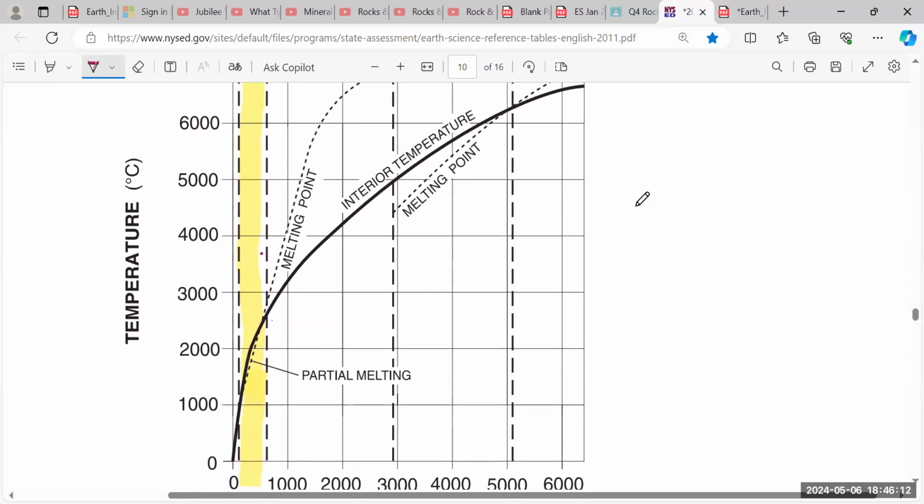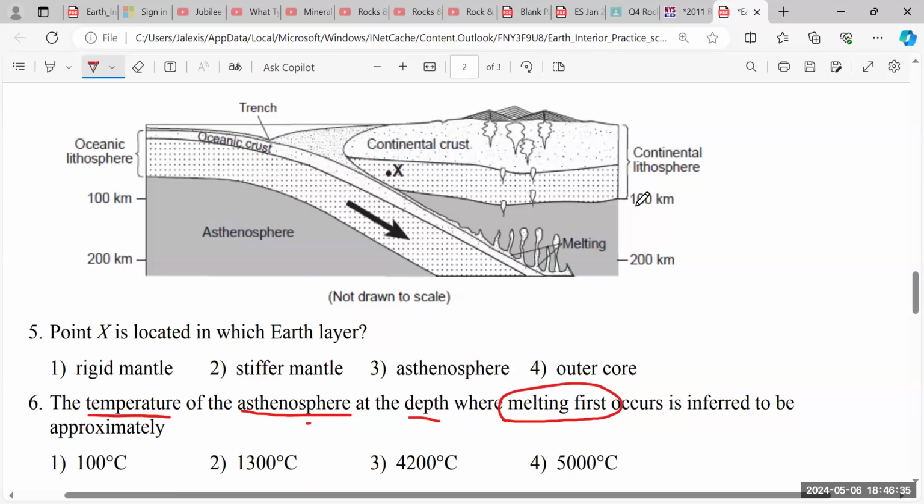where melting first occurs is somewhere around here. You see the dashed lines where you see melting point? So it says where it first occurs. So the temperature is definitely around here, which is a little above 1,000 degrees Celsius. So the option that shows a little above 1,000 degrees Celsius is definitely going to be choice 2.